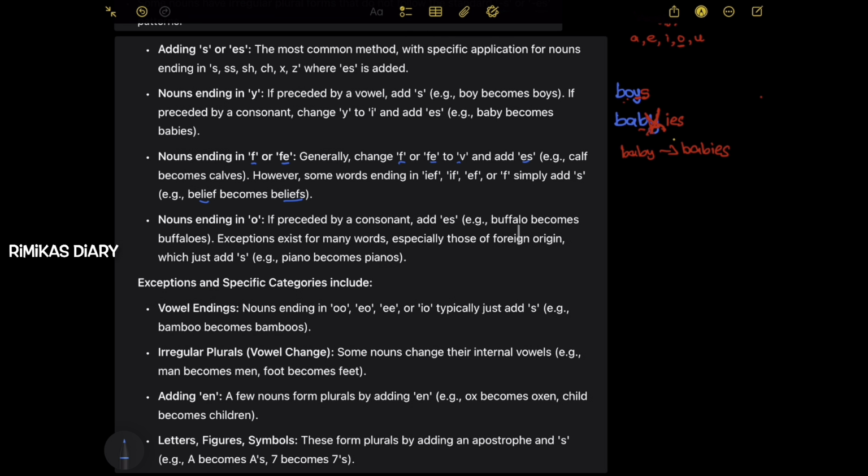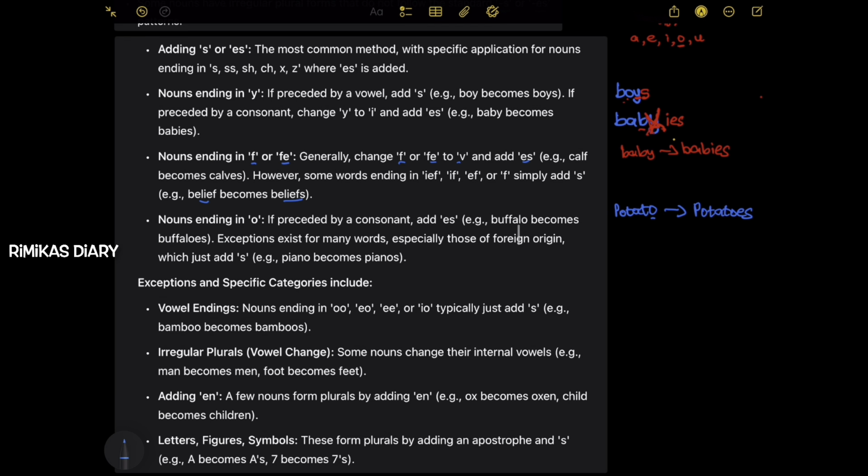Nouns ending in o: if preceded by a consonant, add es. Example, buffalo becomes buffaloes. There's also another example, potato. It ends with o and there's a consonant before it, so you write it as potatoes. You just need to add es at the end.